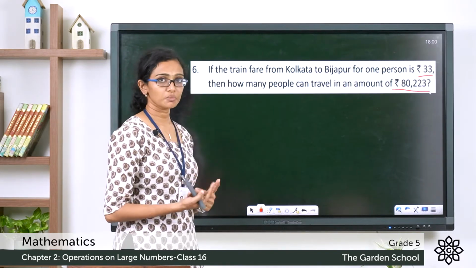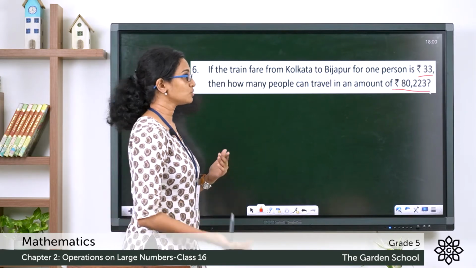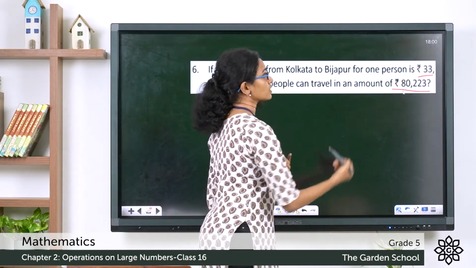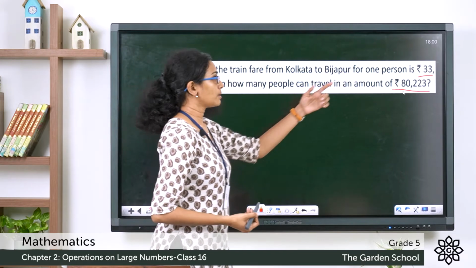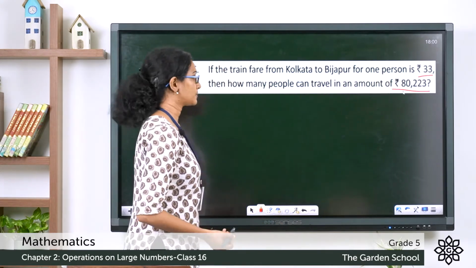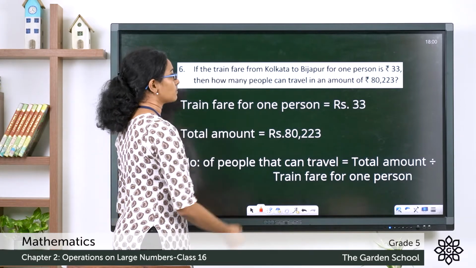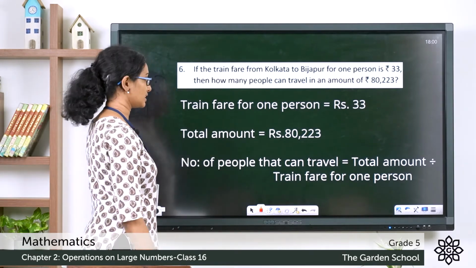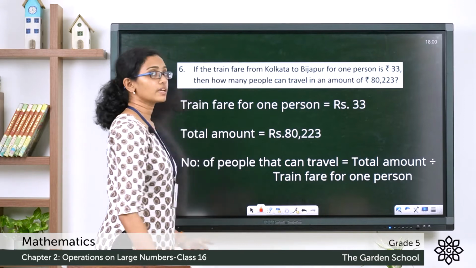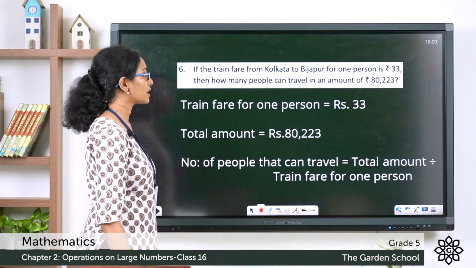So to find out how many people can travel with that, we have to divide the total amount, or the total fare, by the fare for one person. So let's write down the steps. The train fare for one person is equal to rupees 33. The total amount that we have is rupees 80,223.